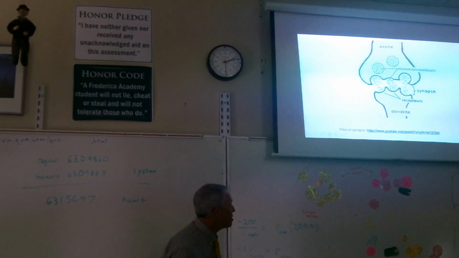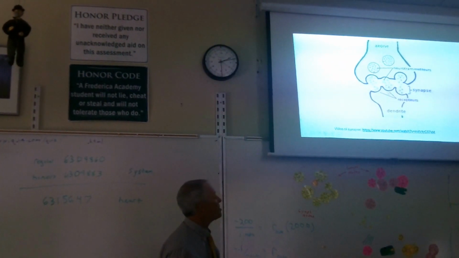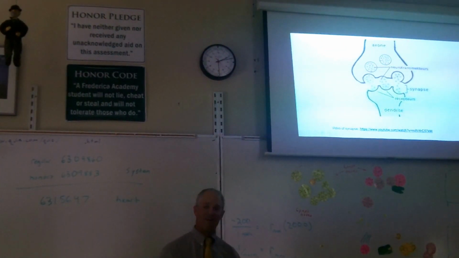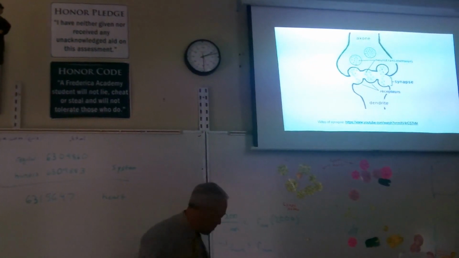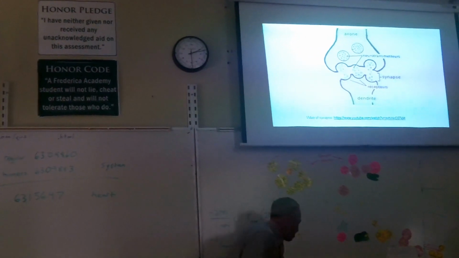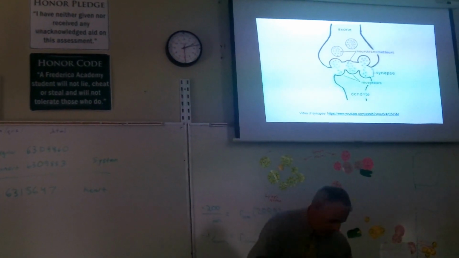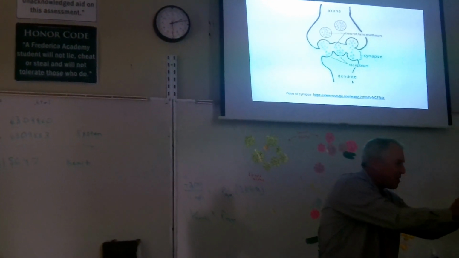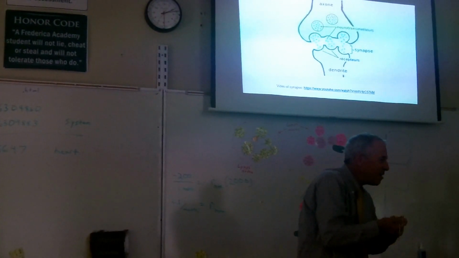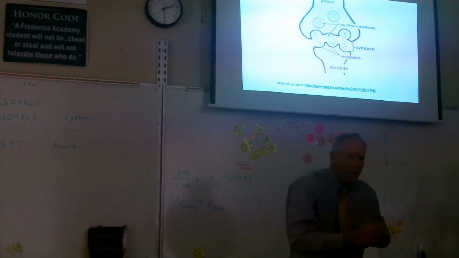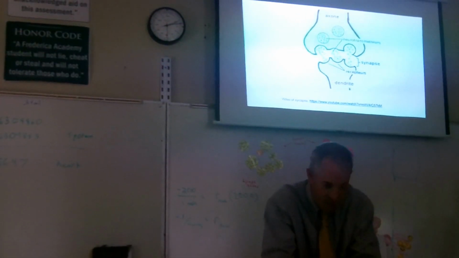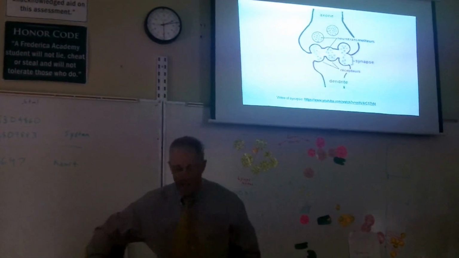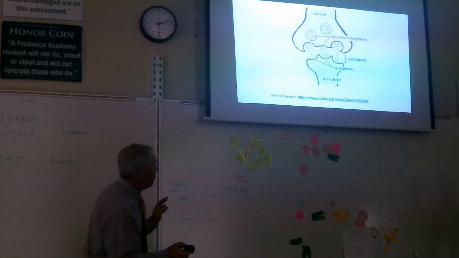secrete the neurotransmitters by a process called exocytosis. Do y'all remember that? We already studied exocytosis. It's like when a vesicle containing some material secretes it outside the cell. We studied that way back at the beginning of the year. Vesicles open up and secrete their contents. And that is what we have here.